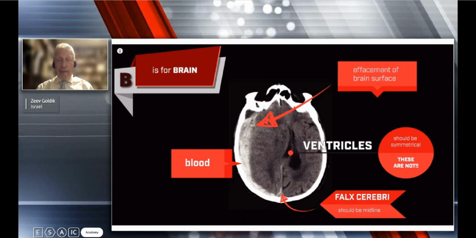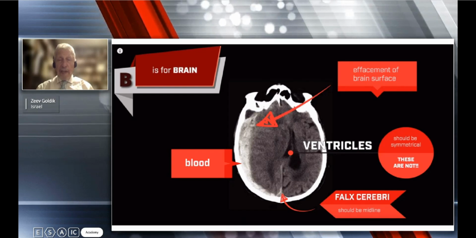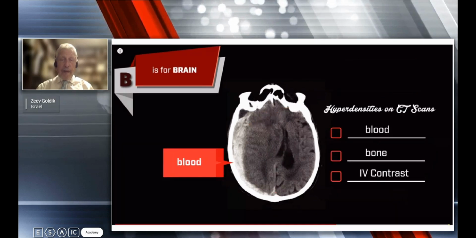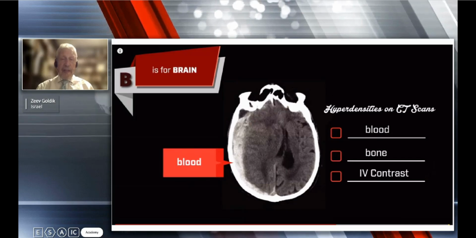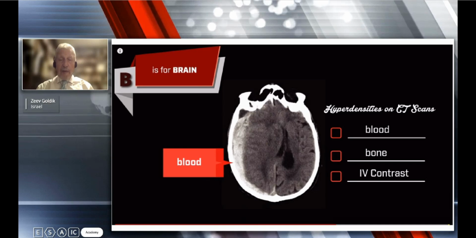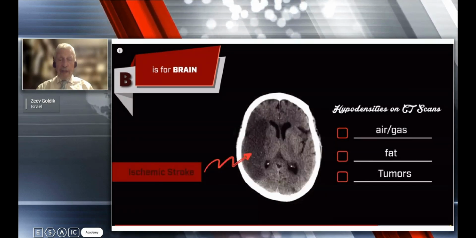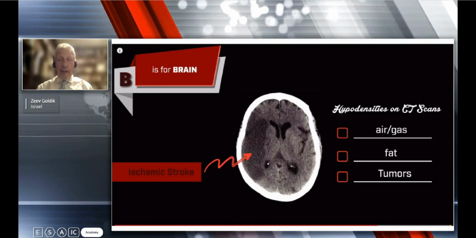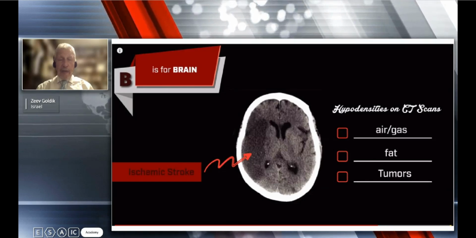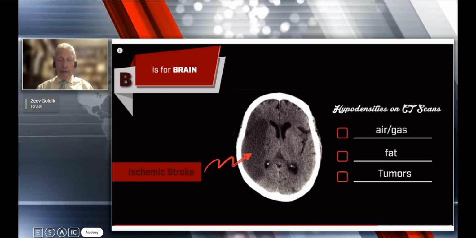For instance, look at this ventricle. These are not symmetrical ventricles. Something is happening at the other side. And hyperdensities can be blood, but also bone or IV contrast. Hypodensities can be showing us an ischemic stroke, or air or gas or fat or tumors.